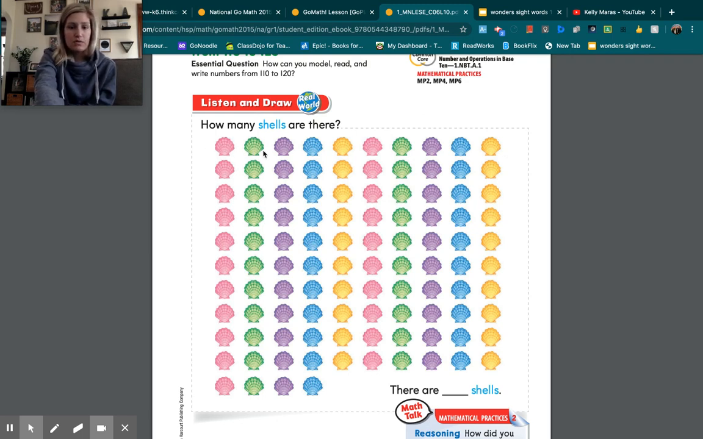1, 2, 3, 4, 5, 6, 7, 8, 9, 10. So there are 10 shells in each row. All you need to do is count the rows by tens like this, 10, 20, 30, all the way down, and then there's some more left over. So count by tens, and then count on to add the ones to write how many shells there are down here.